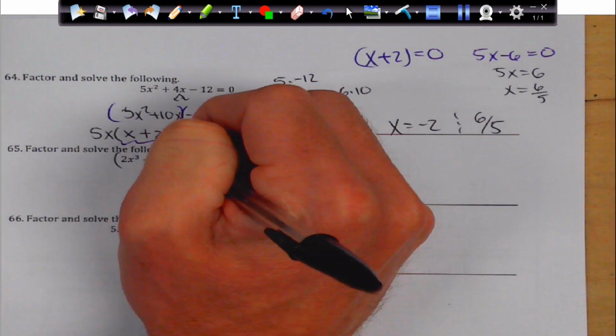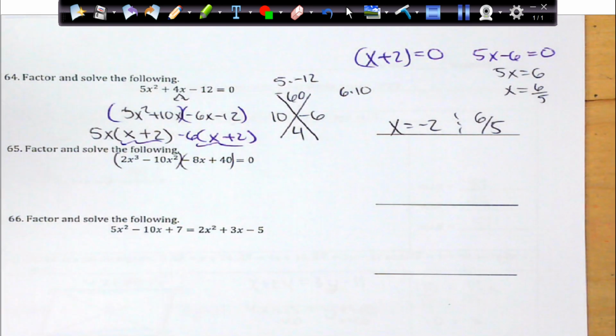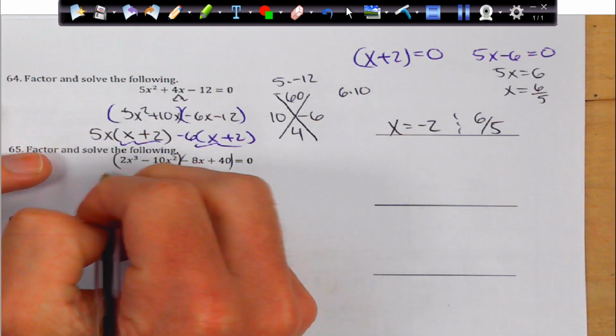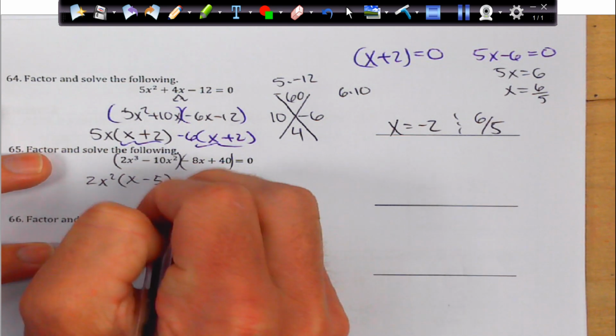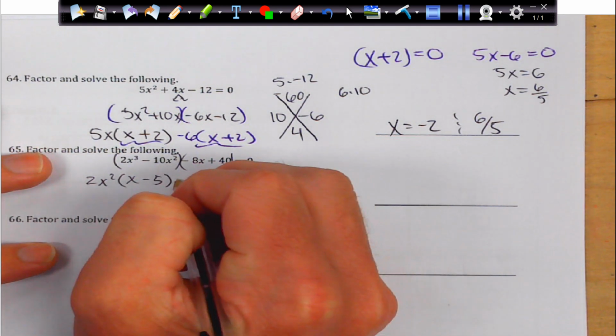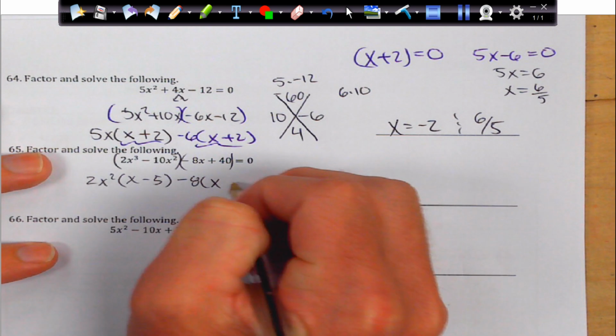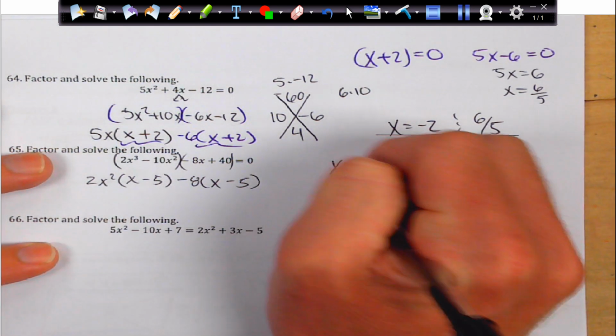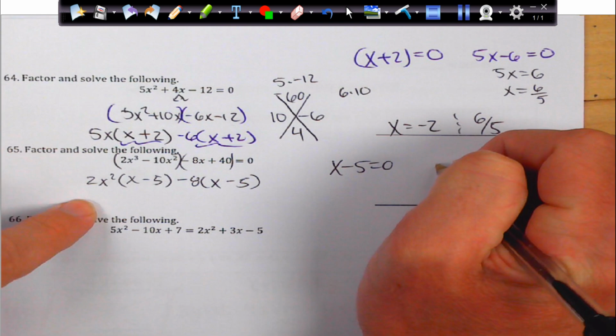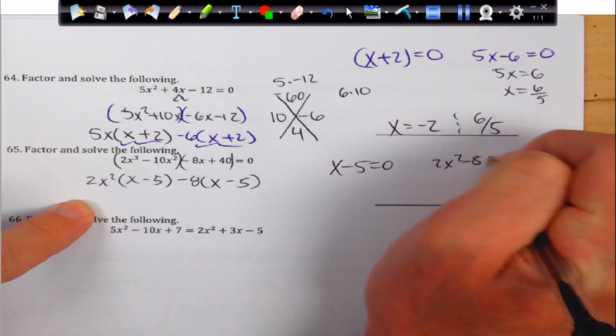So we just do what we just did on the top one. And we're going to pull out, it looks like 2x squared, which is going to leave me x minus 5. I want the same thing over here, so I'm going to try and pull out a -8. 40 divided by -8 is -5. So I'm going to get x minus 5 equals 0 and 2x squared minus 8 equals 0.